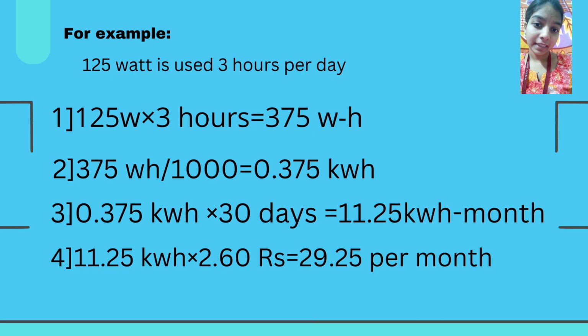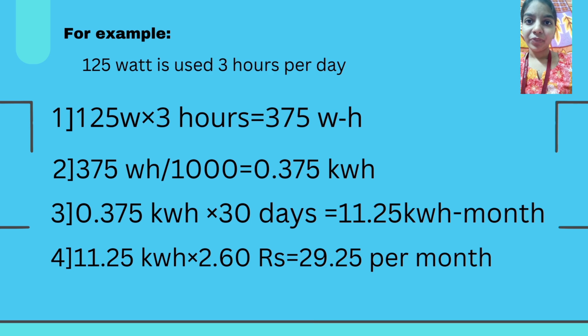We need to convert it into kilowatt hours. So we have to convert it to kilowatt hours by dividing by 1000. So second step, that is 375 watt hours divided by 1000 gives 0.375 kilowatt hours.